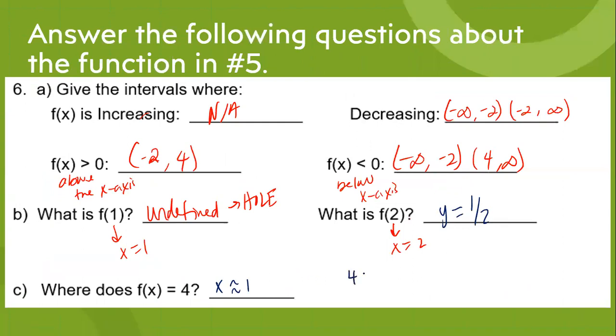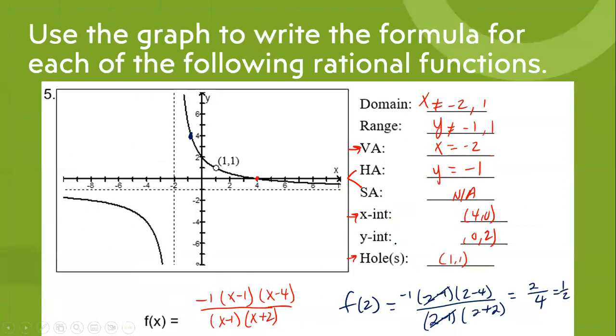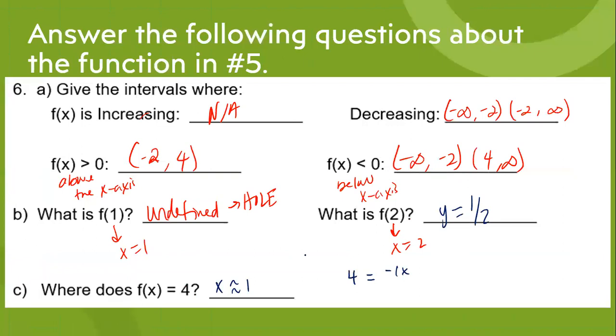Okay, if you were to solve for it, that means you would be taking 4 and setting it equal to negative (x minus 1) times (x minus 4) over (x minus 1) times (x plus 2). These are going to cancel out. And so if I wanted to be exact, I'm left with 4 equals negative (x minus 4) over (x plus 2), and that negative is going to make it negative x plus 4 over x plus 2.